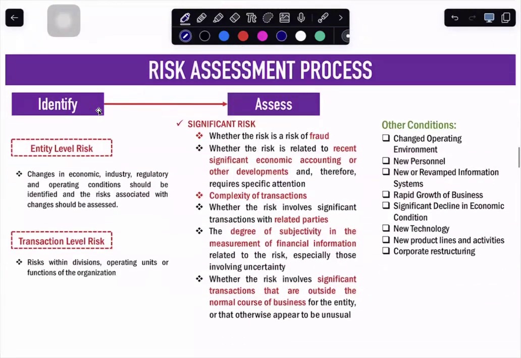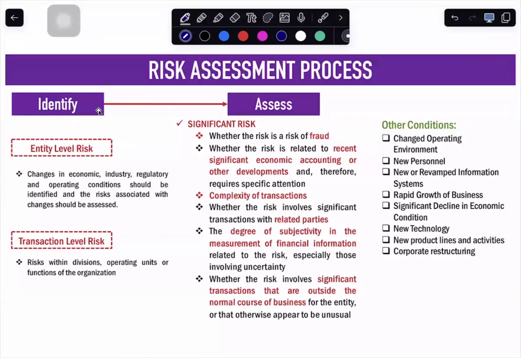Next item, we have your risk assessment process. Earlier, we said in your risk assessment process, what we do is we identify the risk and then we assess the risk. And once we assess the risk, we manage the risk. So what do we need to identify? We identify two types of risk. We have your entity level risk and we have your transaction level risk.